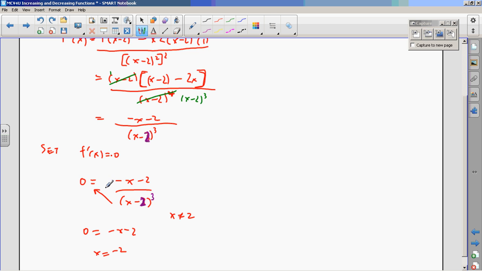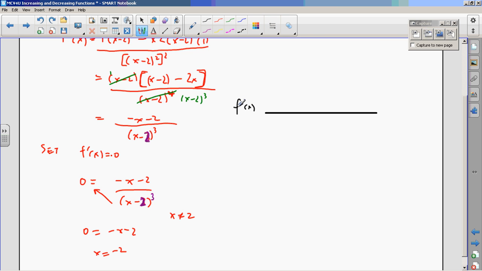And so that's the spot where f at x is equal to 0. F prime at x, right? So if we do the sign chart, there's f prime at x.